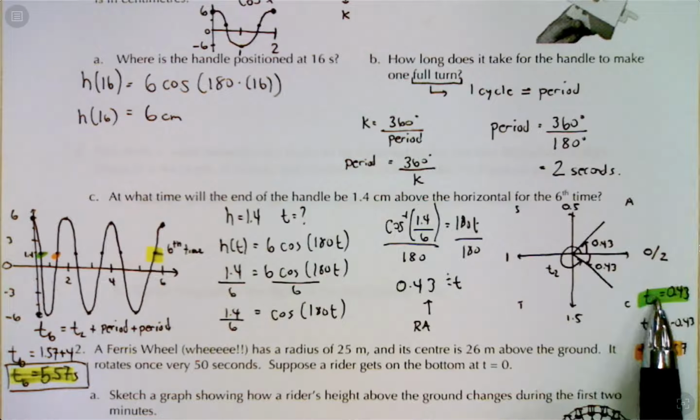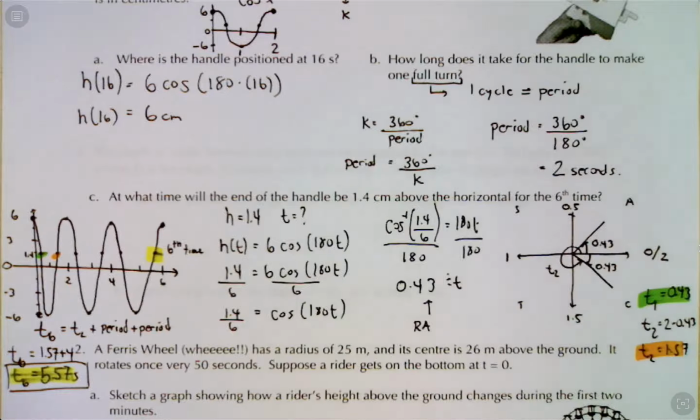If you want 3, 5, if you want time 11, you would add 2 enough times to get to 11. Every time you add the period, you're going to the next odd time. So if we want time 11, we would add the period to get time 3. We'd add it again to get time 5. We'd add it again to get 7. Add it again to get 9. Add it again to get 11.